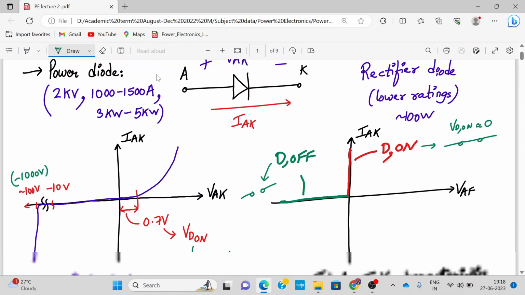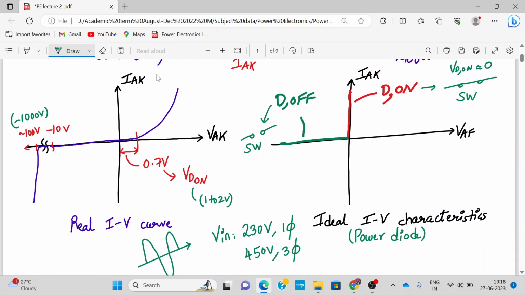If you see carefully, it has only two states. Diode is on or off. Now this resembles the behavior of a switch. This is my switch. This is my second switch. The switch is fully on or fully off. So that's why we say that the ideal I-V characteristics of the diode represents the characteristics of an ideal switch also. Alright. Now let's see whether this switch is controllable or uncontrollable.